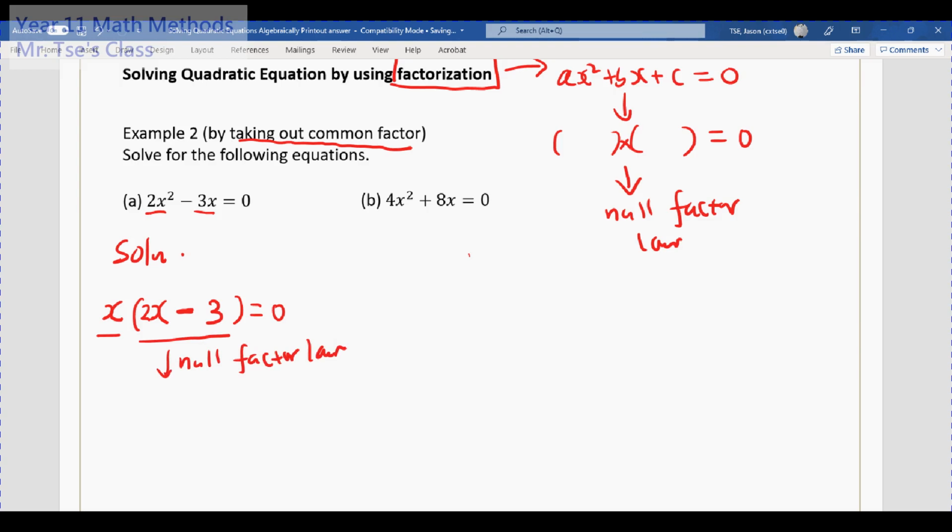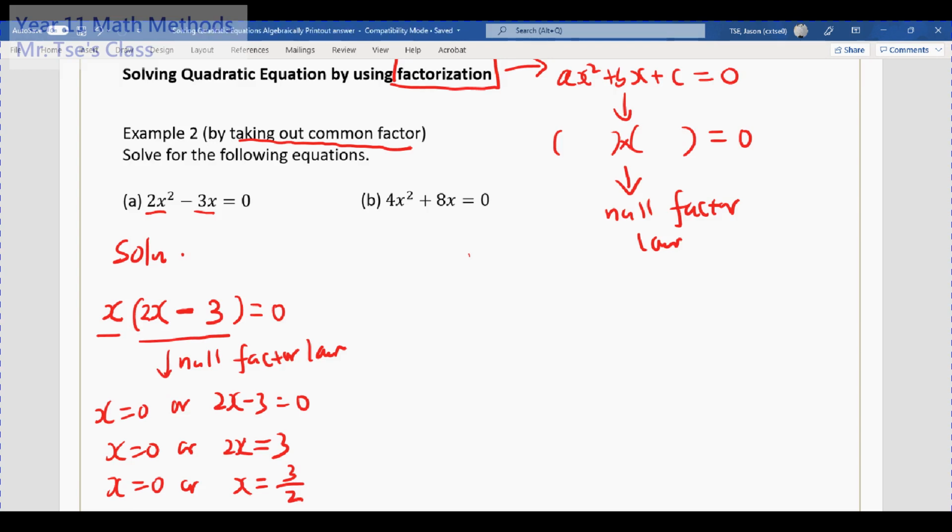Again, null factor law means after you factorize them, you have x equals 0, or 2x minus 3 equals 0. So x equals 0, or 2x equals 3, x equals 3 over 2. Again, there are two answers. For this type of question, the factorization can be easily done by just taking out common factors, but you need to recognize what the common factors are.